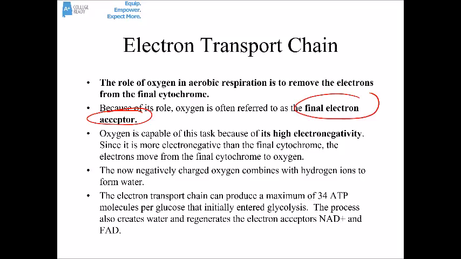The electron transport chain can produce a maximum of about 34 ATP molecules for each glucose that initially entered glycolysis. And like we said before, it also creates some water, and it regenerates the NAD plus and the FAD that are needed to carry out other parts of cell respiration.